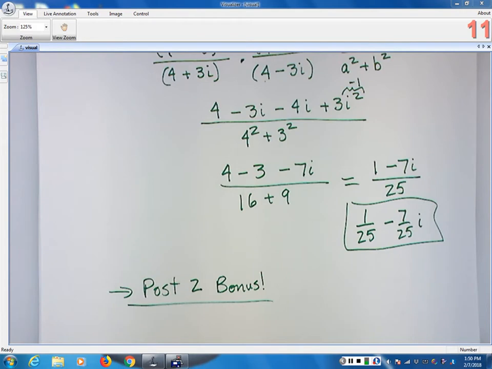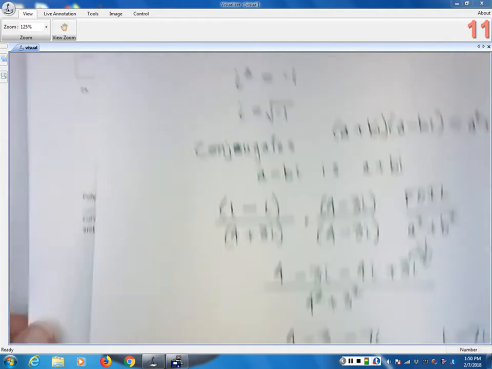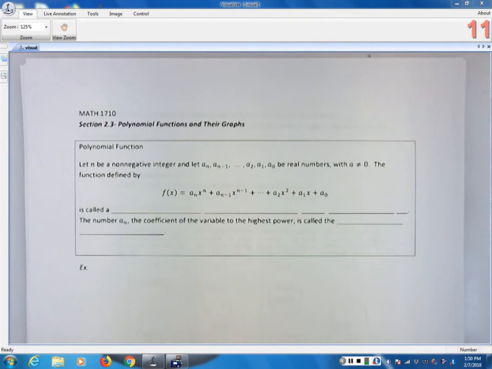Okay, and I am in. So we are working on section 2.3 now. This is test 3 material. We are right in the middle of it.